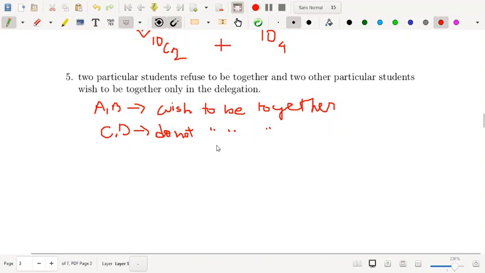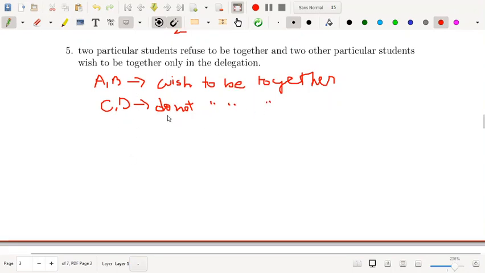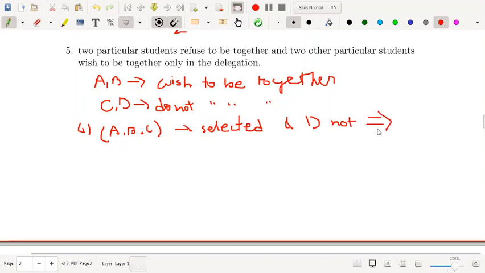So they are not willing to be together. Okay, so what are the cases now? There are so many cases. Number one, you can have a group A, B, C selected and D not selected. So in this case your answer will be, 4 gone, 3 already selected, so out of 8 you have to select 1. So you have 8C1 ways.